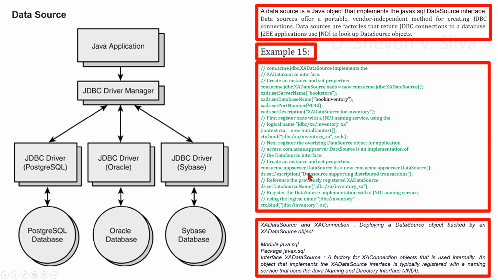Next, register the overlying data source object for application access. com.acme.appserver.DataSource is an implementation of the DataSource interface. Create an instance and set properties. Reference the previously registered XA data source. Register the data source implementation with the JNDI naming service using the logical name jdbc/inventory.